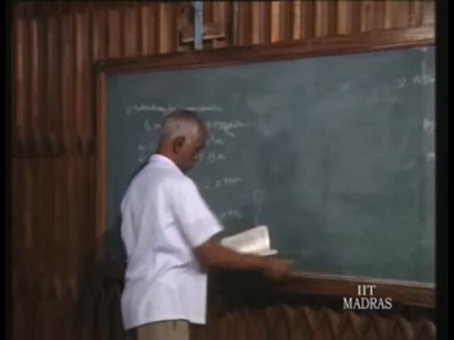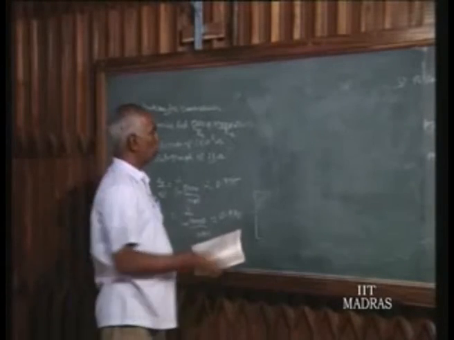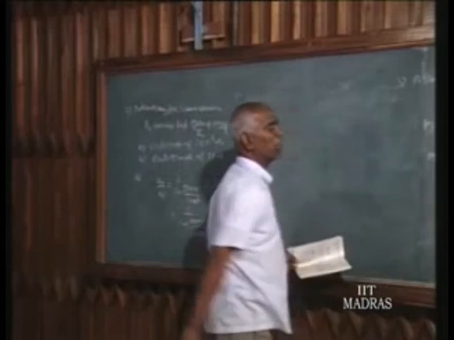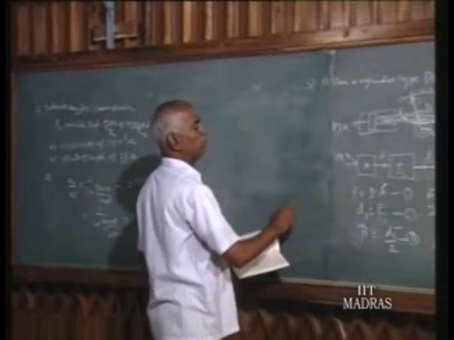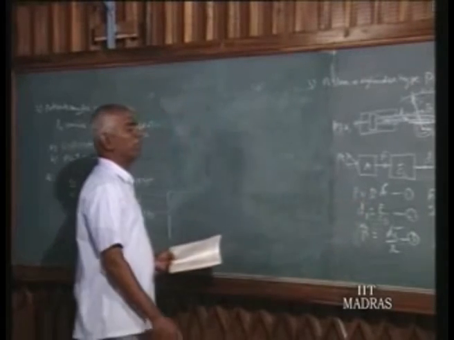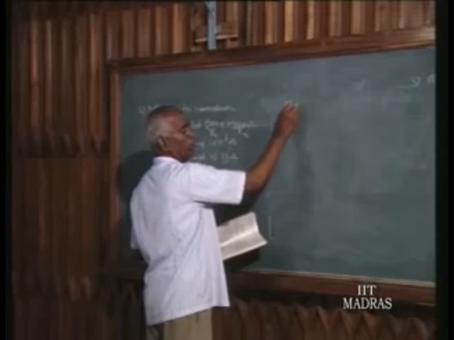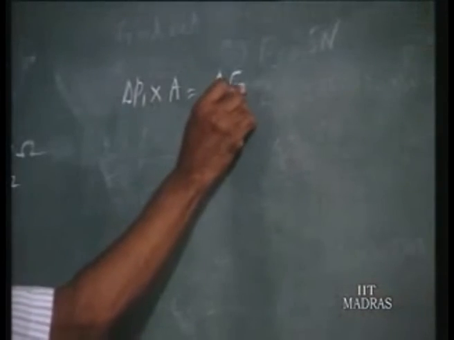Total error. Now delta P1, again we have to find out by using these signal relations. See, delta F is given, that is, the friction force is given. From the friction force we can obtain the delta P. So delta P1 into A is equal to delta F, or F_F.